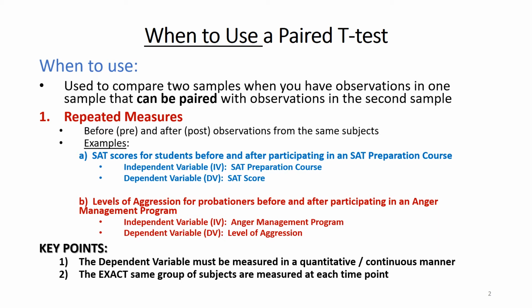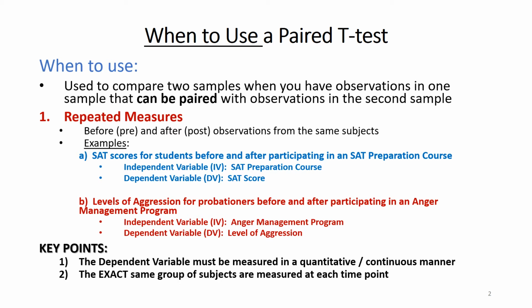The first version of the paired t-test that we will look at, and arguably one of the most useful versions of the paired t-test, is what is known as a repeated measures test. A repeated measures test enables us to see whether or not there is a change in some sort of dependent variable from before participation in something versus after.